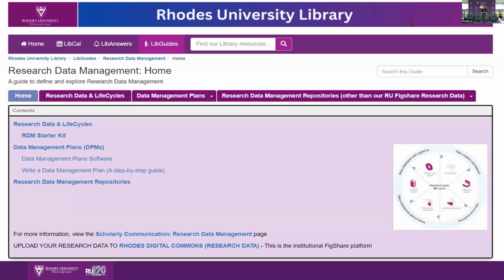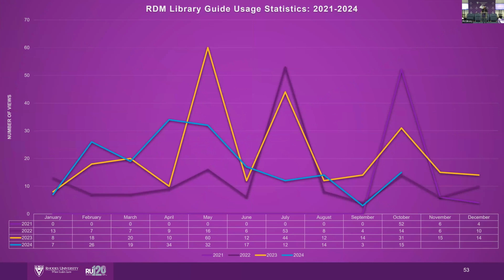So here's a screenshot of that research data management library guide. It provides information about the research data lifecycle, data management plans, and then some information about the data repository. The library guide has been around for a couple of years, and I just pulled some statistics about the usage going as far back as 2021 up until present day. This is just to show evidence that it has been around, and it has a digital heartbeat, so to speak. It hasn't flatlined.